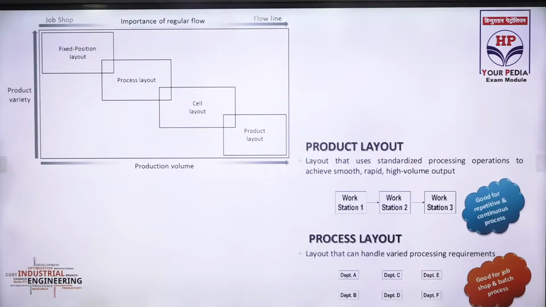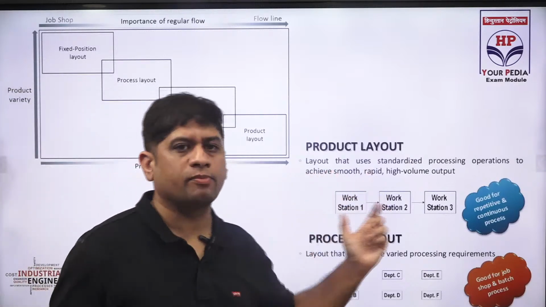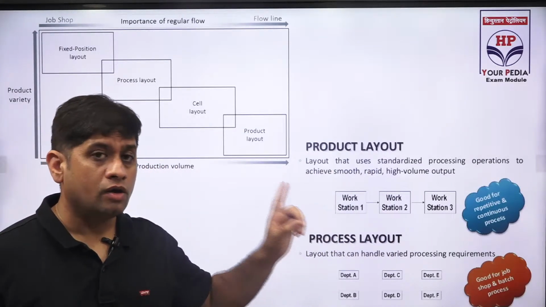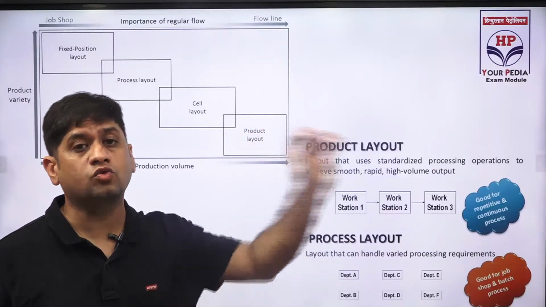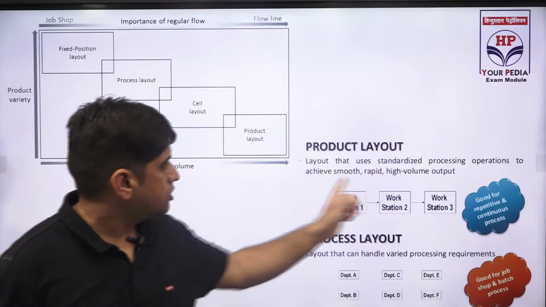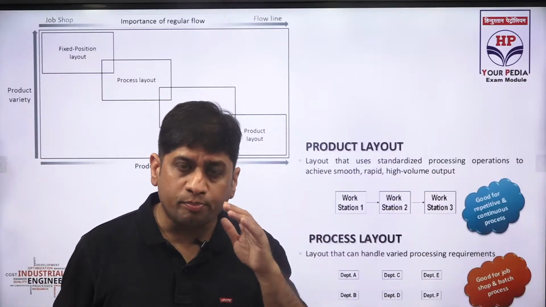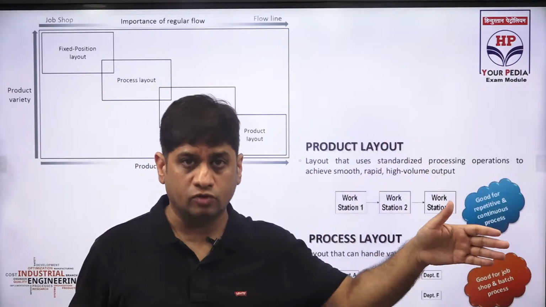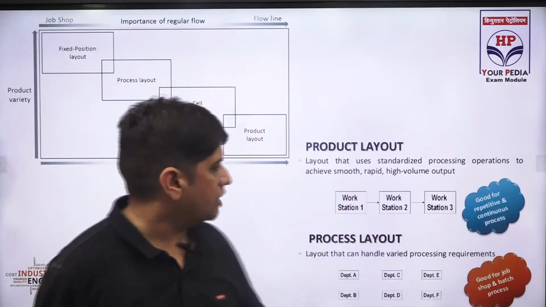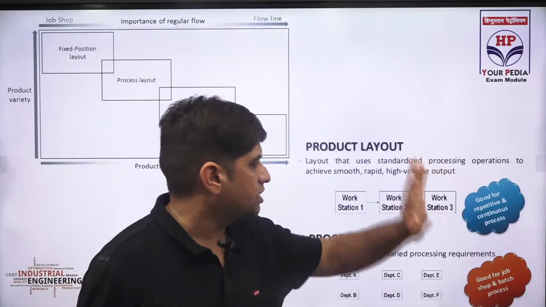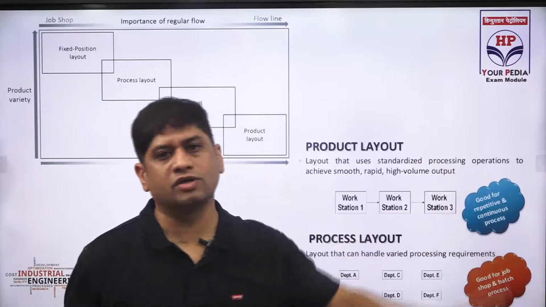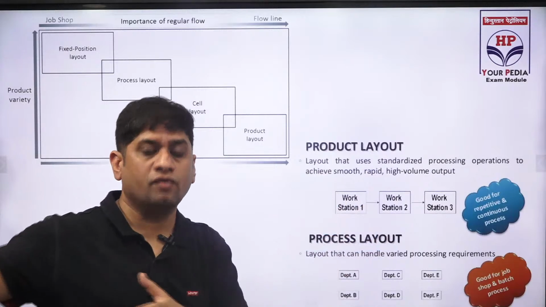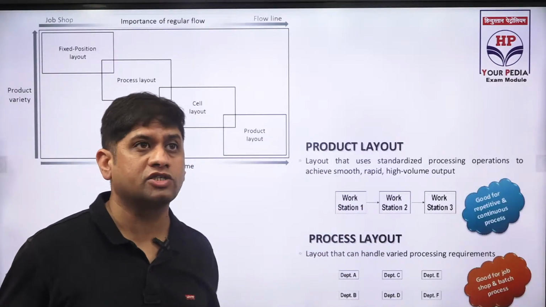In the product layout, the product is a very standard product, no variety. Same kind of product, standard product, no variety, very large quantity, like nut and bolt. For mass production we go for product layout. That is basically a line, production line balancing, one workstation, second workstation, something like that, and that is good for repetitive and continuous production systems. Now we are talking about the product layout. What kind of machines, how we should put the machines in the production shop.